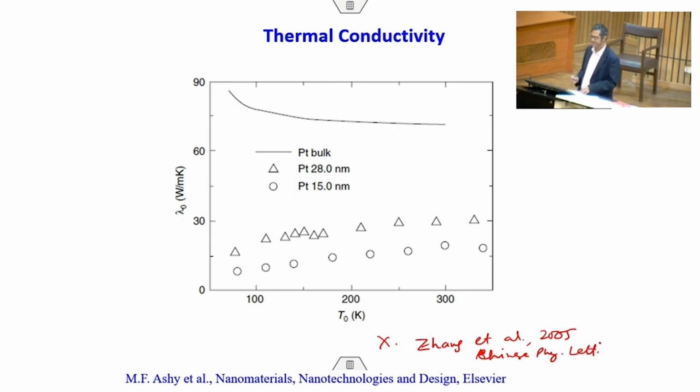Okay. So what do you see here? The thermal conductivity of the thin films is much lower than the bulk of platinum. Correct. So that means what? The thermal conductivity has substantially reduced in the case of thin films compared to bulk. And the second thing you see is that as the thin film thickness decreases, the thermal conductivity also decreases. So compared to 20 nanometers, the 15 nanometer thin film has a lower thermal conductivity, right. Now why is it so?